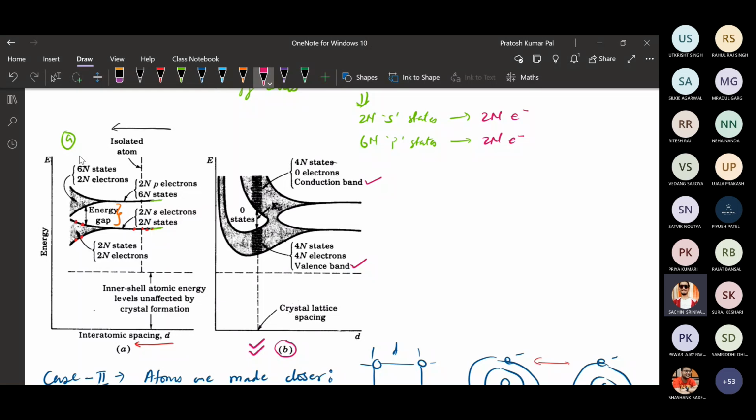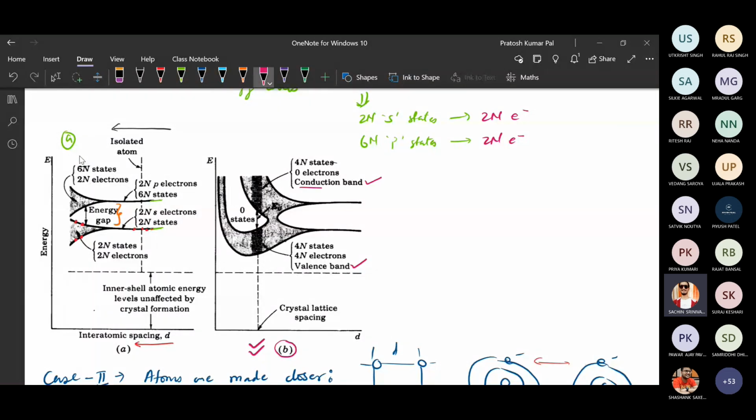Because here 6n and 2n are there, once we form the crystal by reducing the distance, the 6n plus 2n, that is 8n electrons, will be divided into two different levels. So 4n will be on the lower side and 4n on the upper side. The lower 4n states will be occupied by four electrons, so that's why it is called the valence band. The upper 4n states will have no electrons, that means they will be empty, so it will be considered the conduction band.